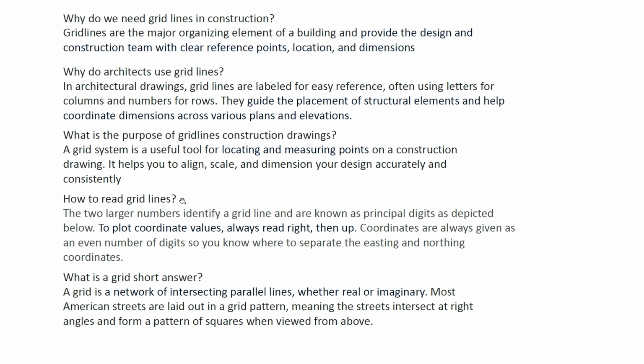What is a grid? Short answer: a grid is a network of intersecting parallel lines, whether real or imaginary. Most American streets are laid out in a grid pattern, meaning the streets intersect at right angles and form a pattern of squares when viewed from above.